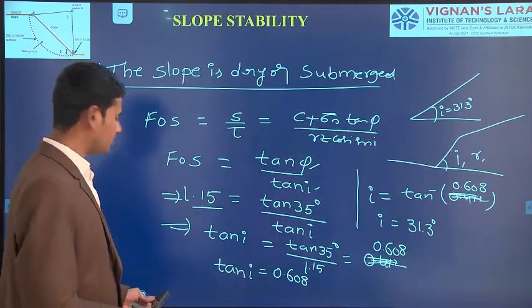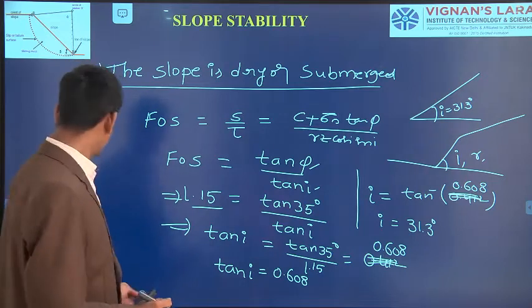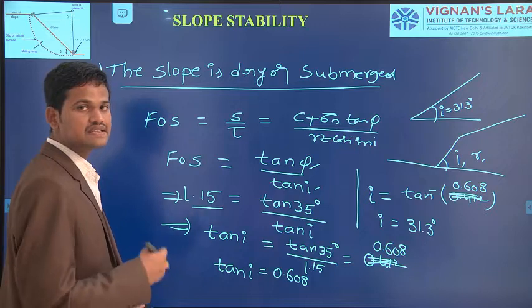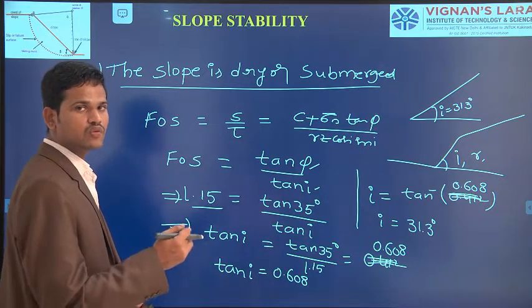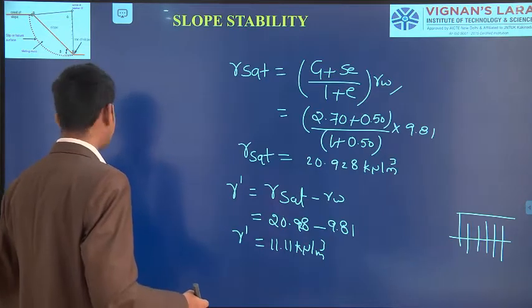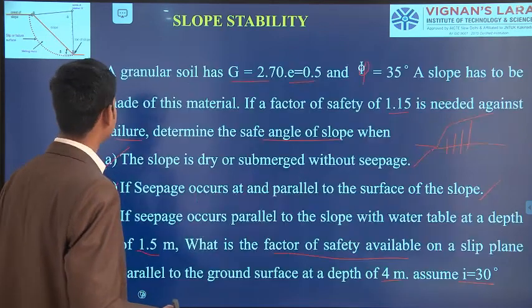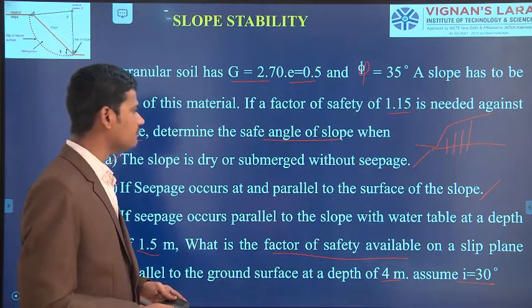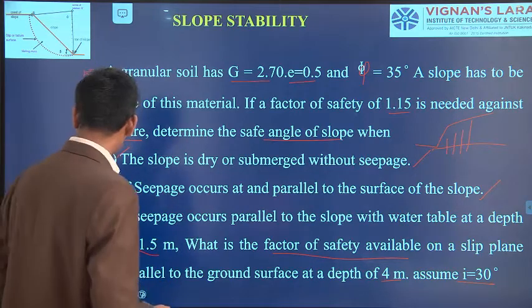Next, we will see one more condition, when seepage is occurring parallel to the ground surface. That means the condition we will see here, the second condition: if seepage occurs at and parallel to the surface of the slope.